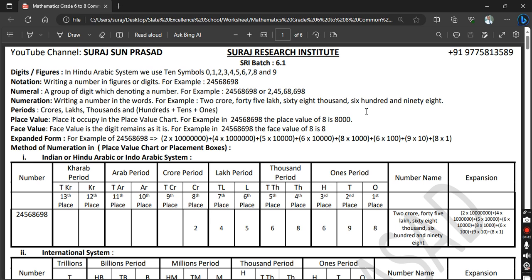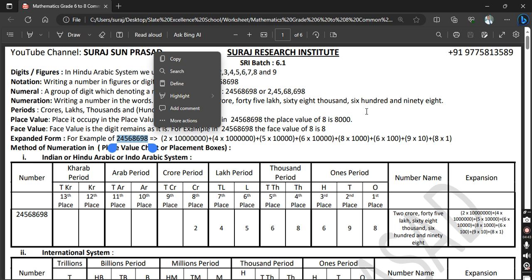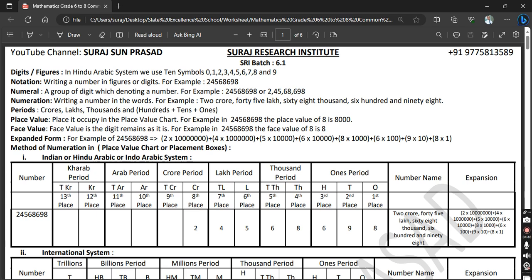Expanded form. As you are able to see here, I am using the same number every time, 24568698. It will be easy for you when you are trying to recall each and every topic. So how to write the number 24568698 in expanded form? Expanded form means I will write it in elaborated form. So see here how I am writing.